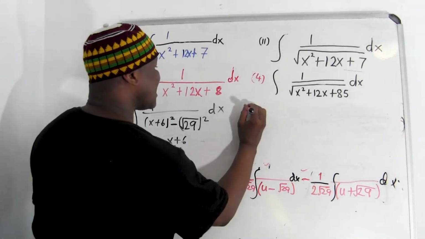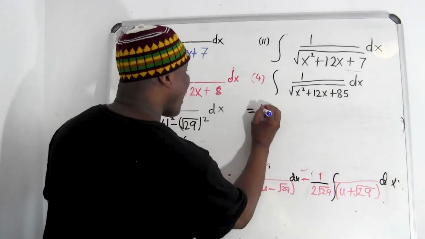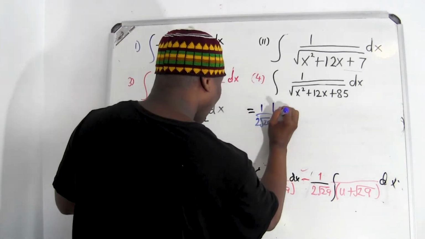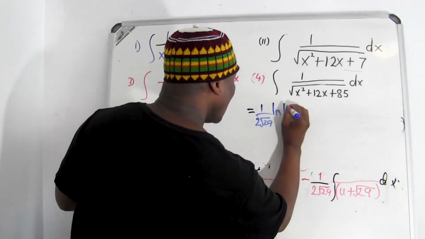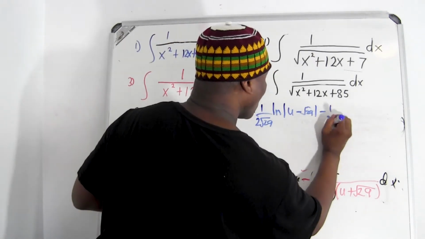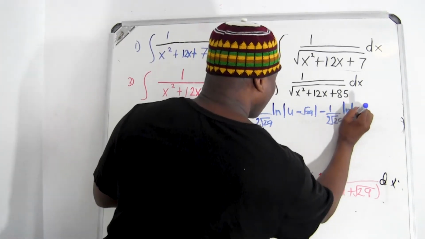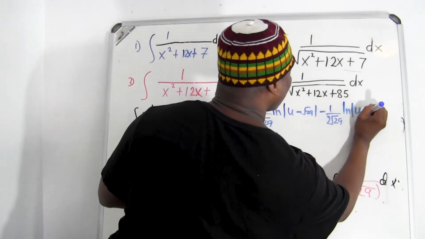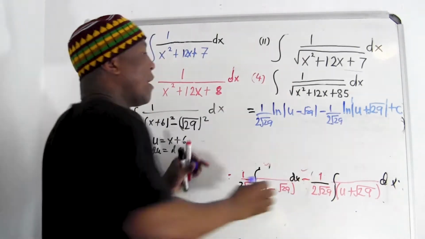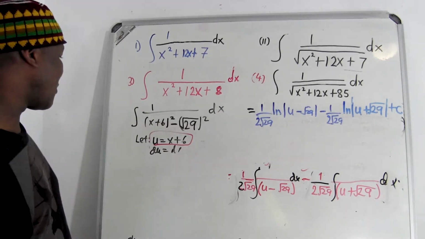Okay, so for that case now we're going to say this is equal to what? We have 1 over 2 square root of 29, and then ln of this, which is going to be the absolute value of u minus square root of 29, minus 1 over 2 square root of 29, ln of the absolute value of u plus square root of 29, and do not forget to add your c. But we know the value of u. What is the value of u? Remember the value of u is equal to x plus 6. So you have to replace u with x plus 6.